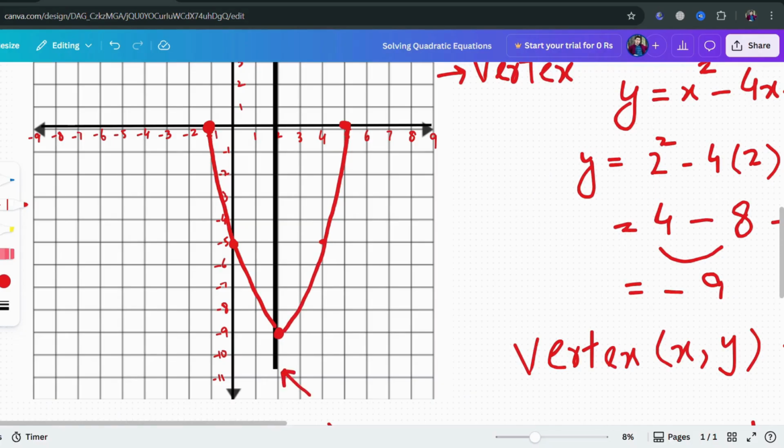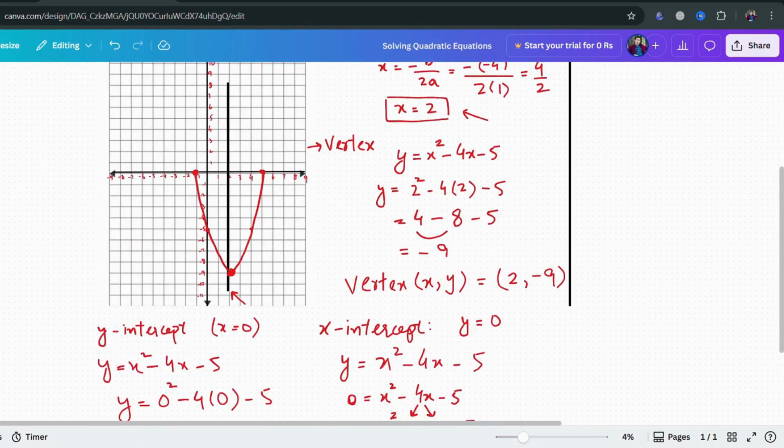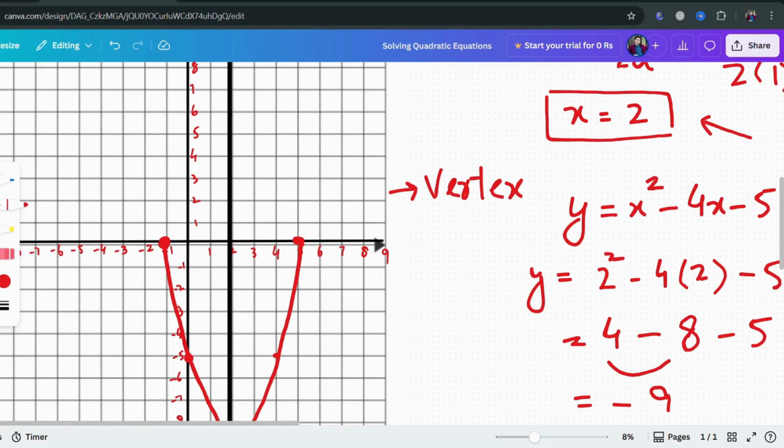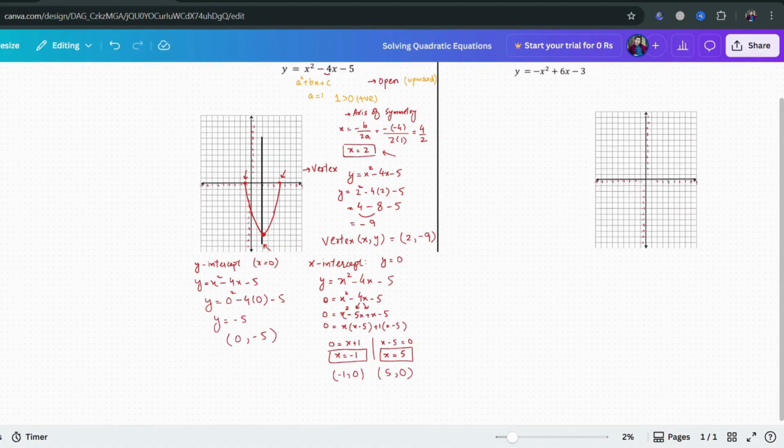And this is the axis of symmetry, and this is our vertex, all right? And these are the other points. So this is how the graph should look, all right? As you can see, it is passing through those 2 points. Those 2 points represent the solutions of the quadratic equation.